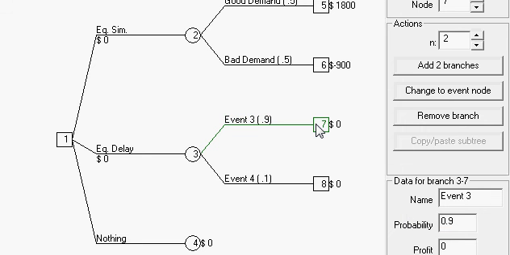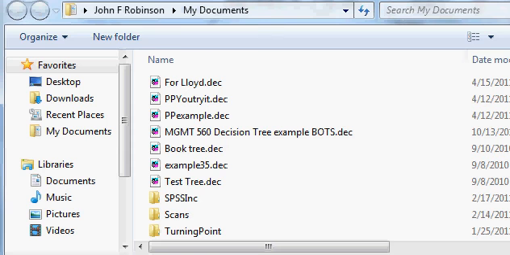So we weren't beat to market, and now we get to collect the information that we get by delaying. So I'm going to change this to a decision node. Let me save real quick here. Save.